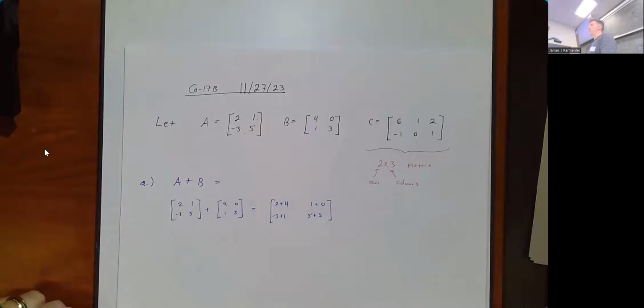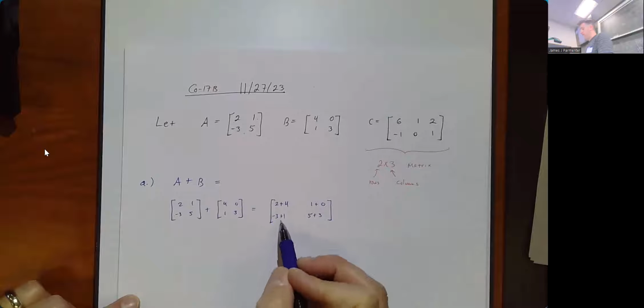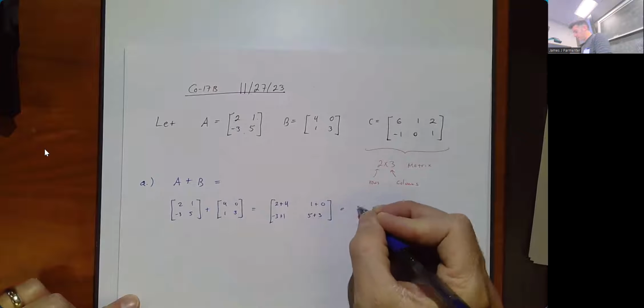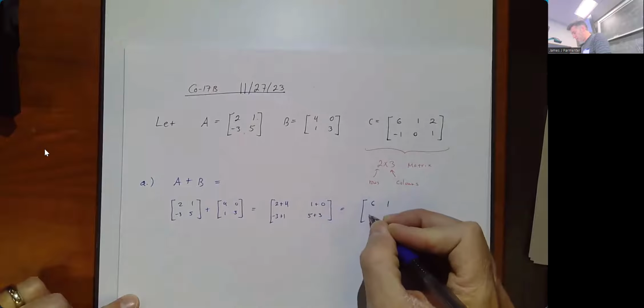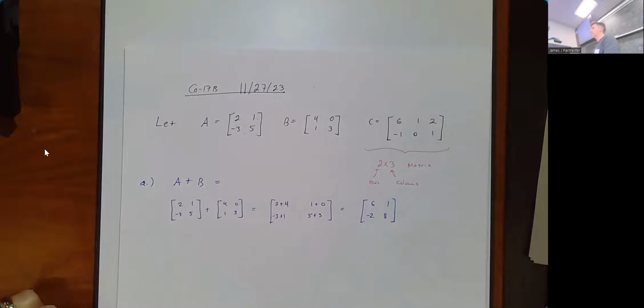Whenever you're referring to a row and column, we almost always say the row first and the column second. So this is the second row, first column entry right there that I'm pointing at. And this would just be 6, 1, -2, 8. No big deal.